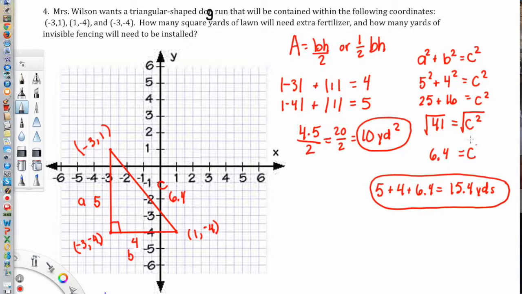Okay, I hope you enjoyed that challenge problem. You'll be using the Pythagorean Theorem later on in math. Just thought you might like to know. Okay, hope that was fun.